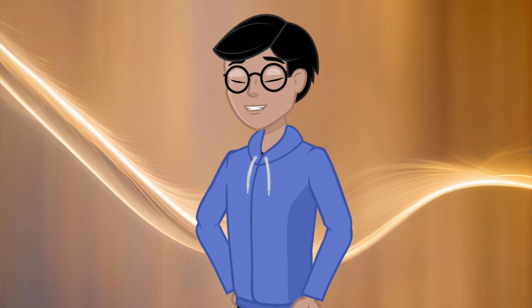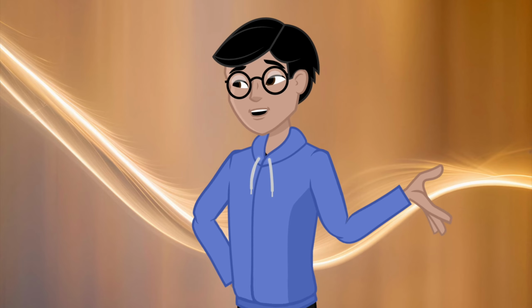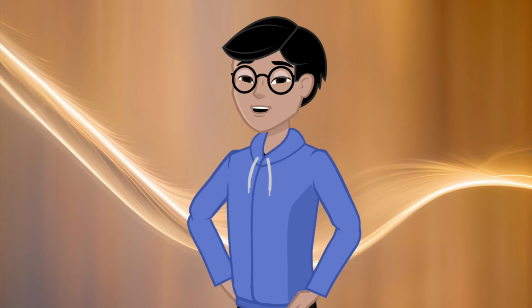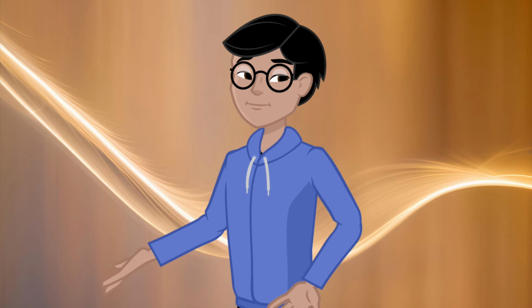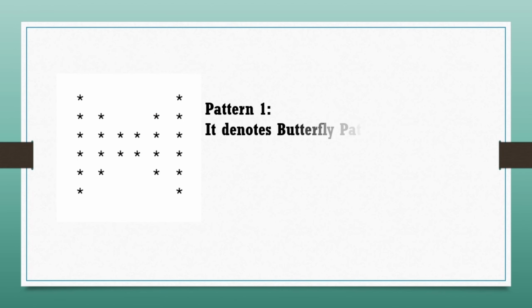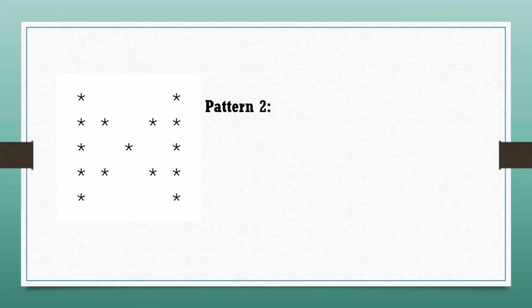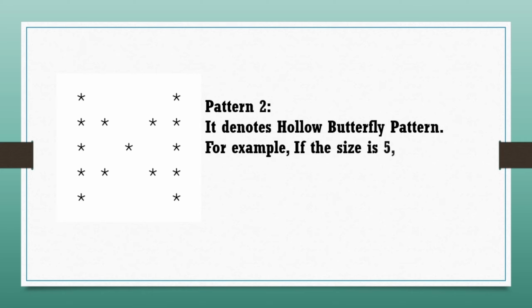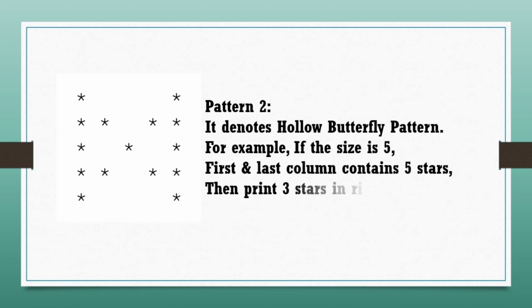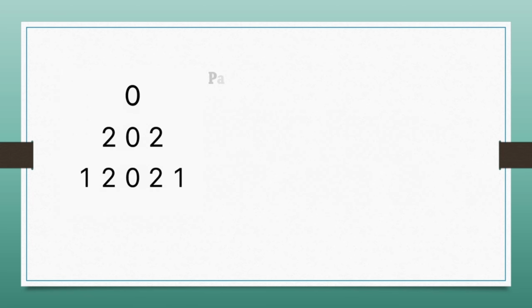Let's dive right into today's topic. Before we dive into the problem, let's understand what butterfly patterns, pyramid patterns, and numerical rhombus patterns are using stars and numbers. Pattern 1. It denotes butterfly pattern. For example, if the size is 6, right and left wings contain even stars. Pattern 2. It denotes hollow butterfly pattern. For example, if the size is 5, first and last column contain 5 stars, then print 3 stars in right and left diagonals.